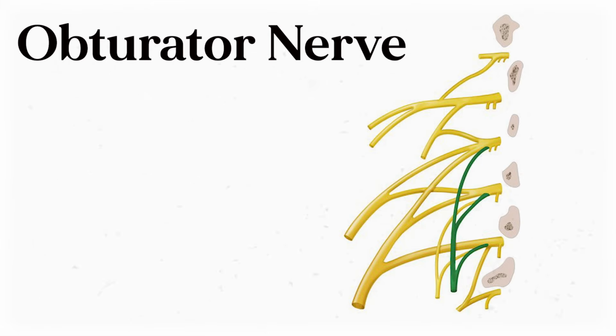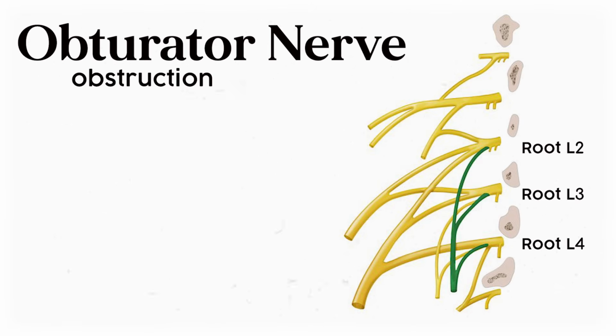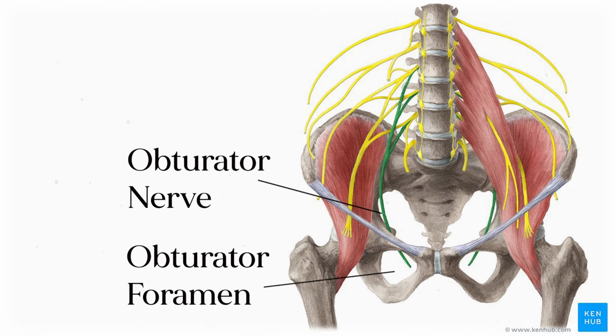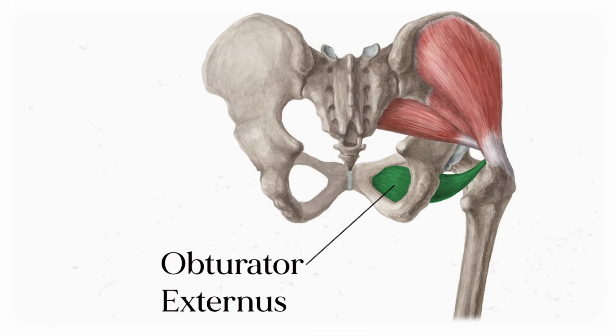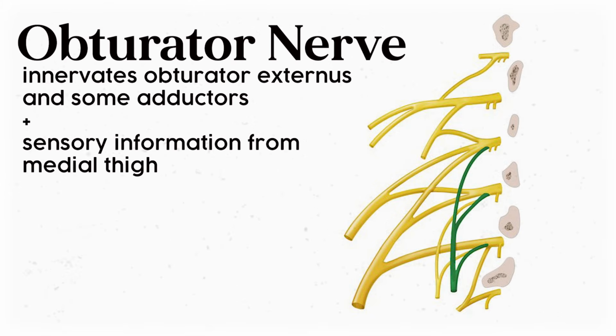medial division. Back on the plexus, we see that the anterior divisions of L2, L3, and L4 merge together into the obturator nerve. Obturator comes from the Latin for obstruction, and anatomically, that refers to an obstruction of the obturator foramen, that hole in the pelvic bone which is obstructed by the obturator muscles.